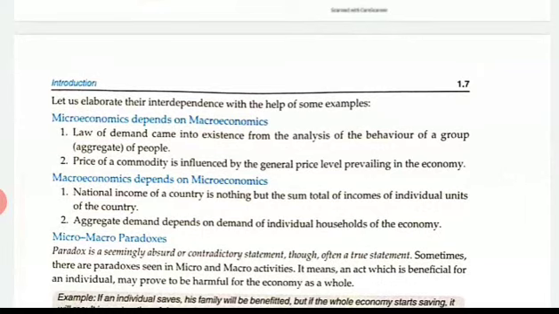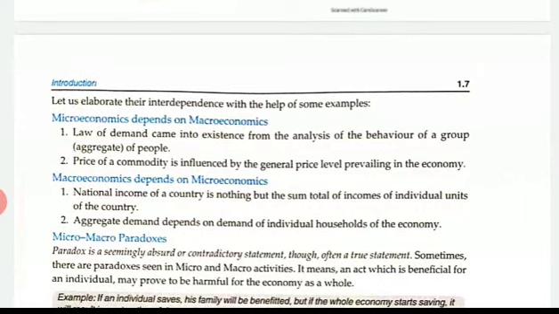Okay, so this is called micro macro paradoxes. A paradox is basically a contradictory statement, often a true statement. So it is a paradoxical situation. Sometimes there are paradoxes seen in micro and macro activities. It means an act which is beneficial for an individual may prove to be harmful for the economy as a whole. So there is this contradictory statement.